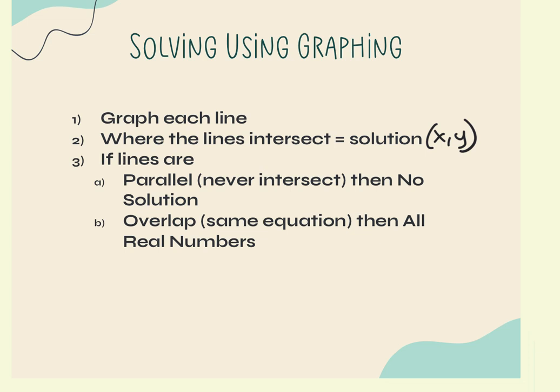There are 2 special cases, and the first is if the lines are parallel. So if they're parallel, which means they have the same slope, they'd never intersect, and that would be no solution. Okay, the other special case is if it overlaps and you end up with the same equation, so it would be the same line, and in that case, it would be all real numbers, okay? So in every system of equations, there are 2 special cases. That's how they appear for graphing.